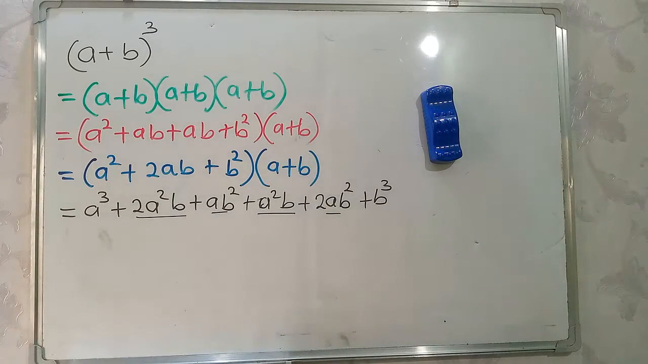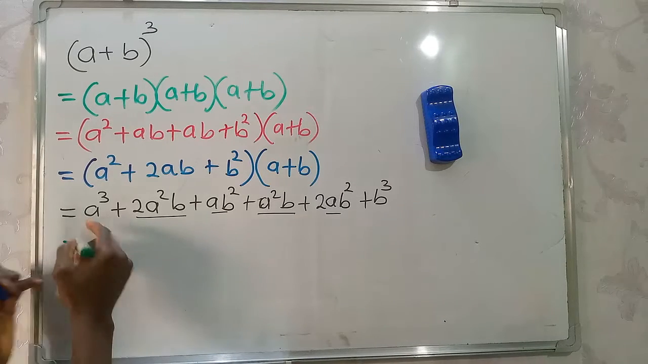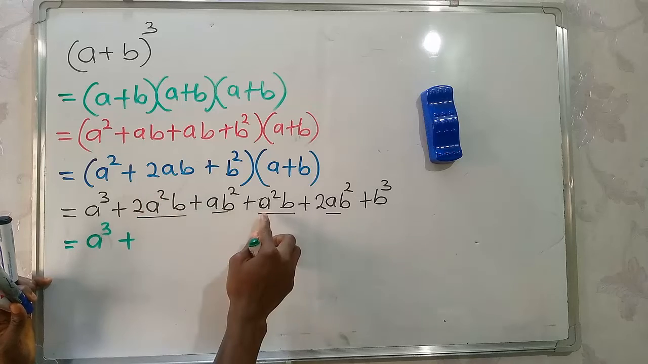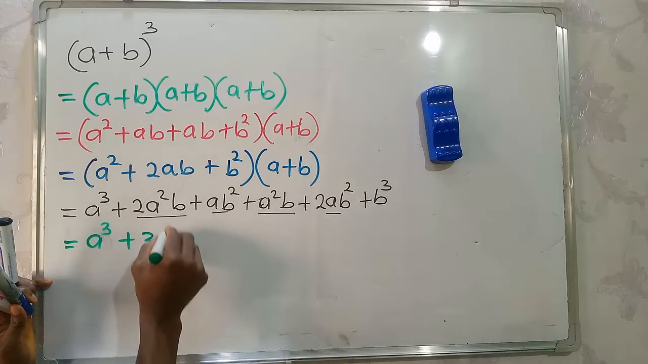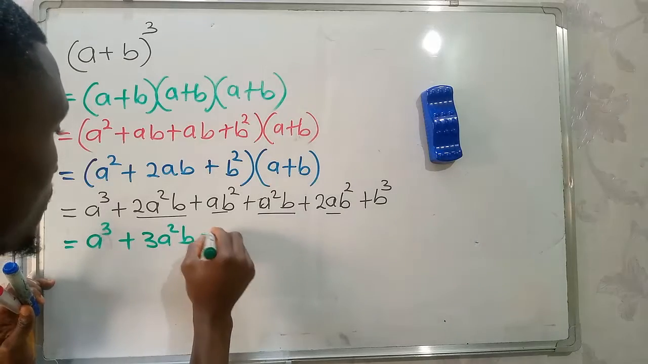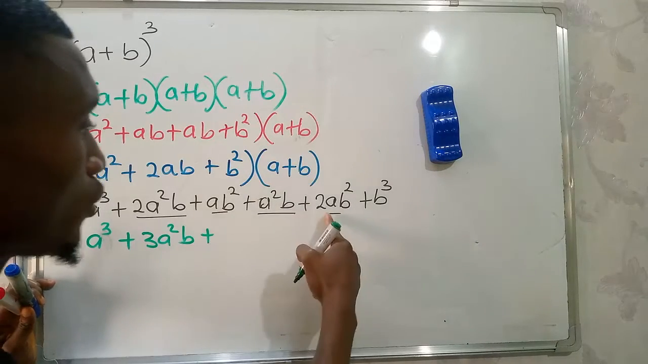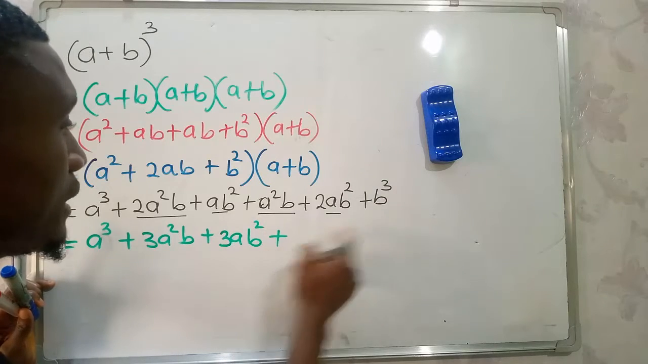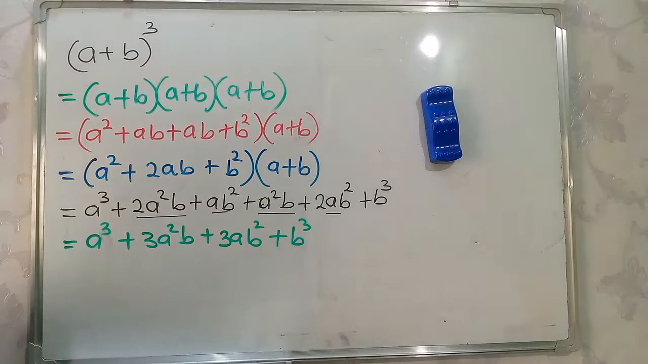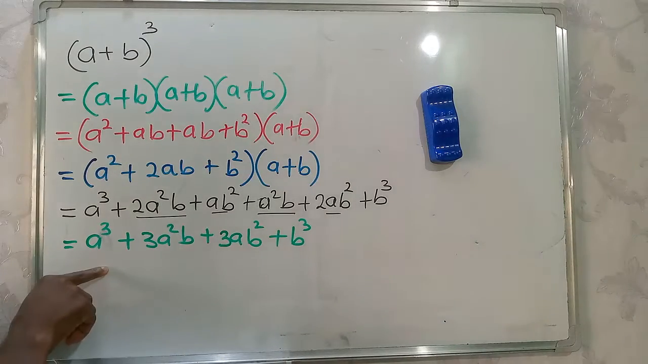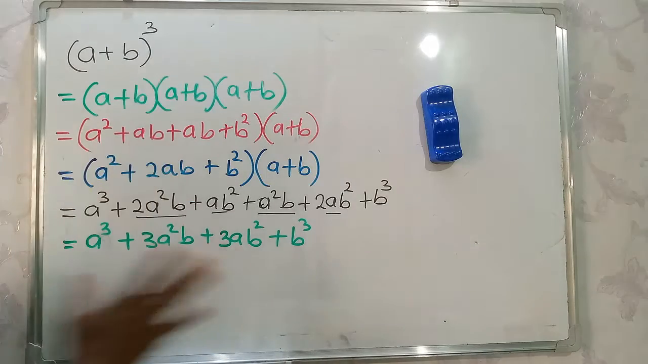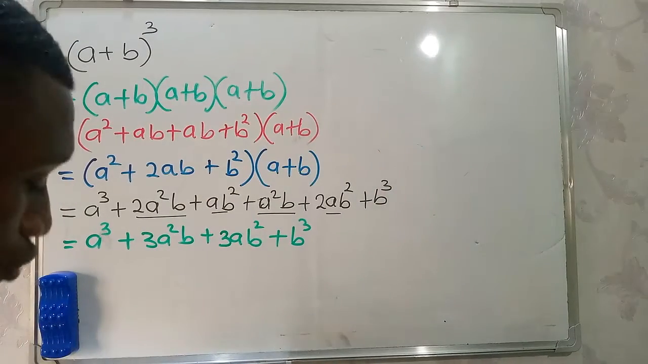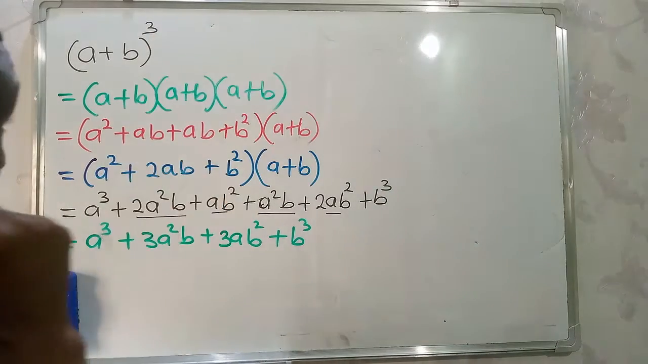And if we do that, we're going to have something like this. This will give us a cubed, then plus 2a squared b plus a squared b is going to give me 3a squared b. Then plus this other one, ab squared plus 2ab squared is going to give me 3ab squared. Then I bring down my b cubed. Now, this becomes the final value when we expand this to the power of 3. That's one method.